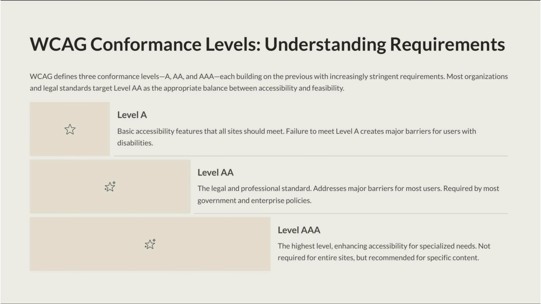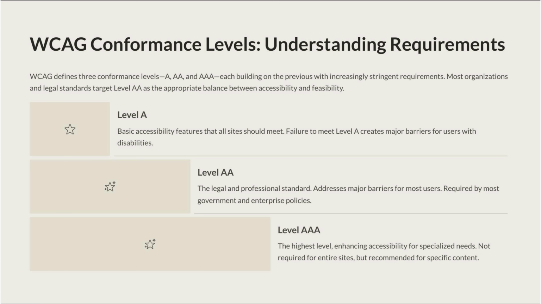WCAG conformance levels ensure web accessibility. Level A covers basic features, preventing major barriers for users with disabilities. Level AA, the legal standard, addresses significant barriers and is mandated by most policies.